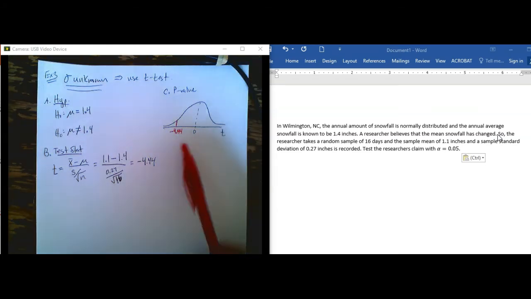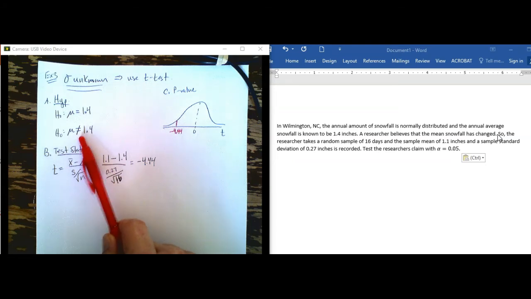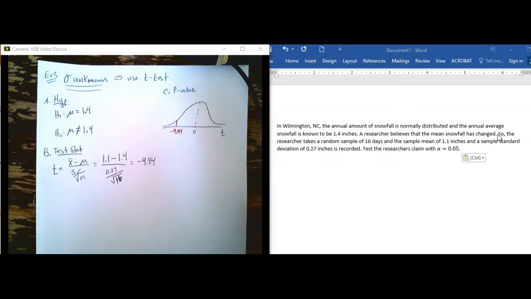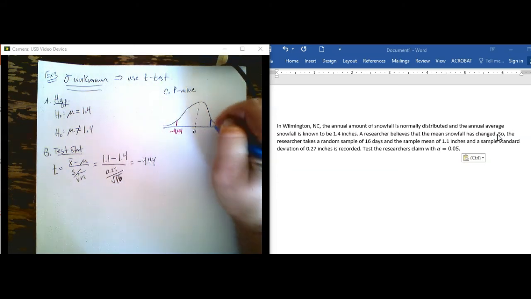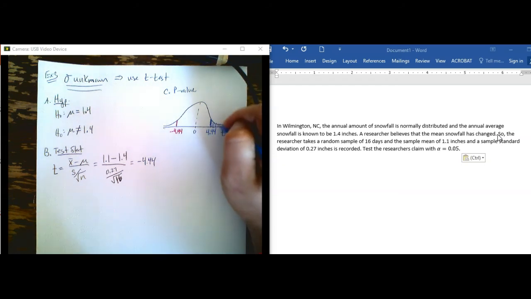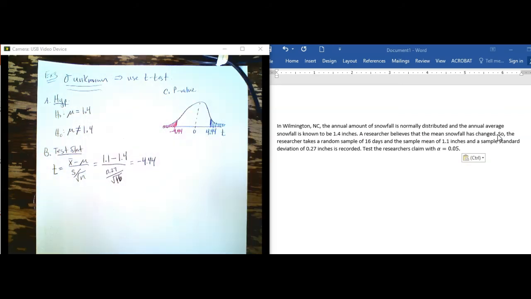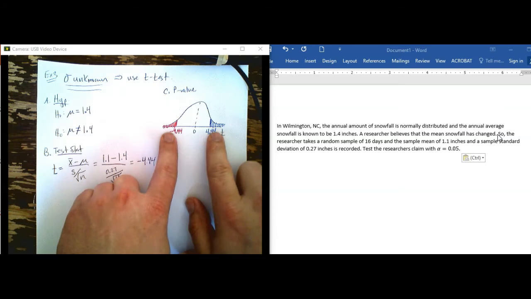Now recall that this one's a little different, right? Because since we're testing for a difference, just a difference, we have to test to the left of negative 4.44, but also to the right of positive 4.44. So this is a two-tailed test. We want both of these areas, here and here. But recall that both of these areas are exactly the same value. So all we need to do is find one of them and then multiply it by 2.